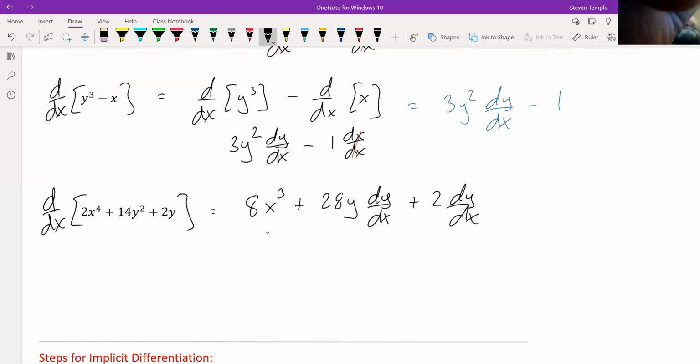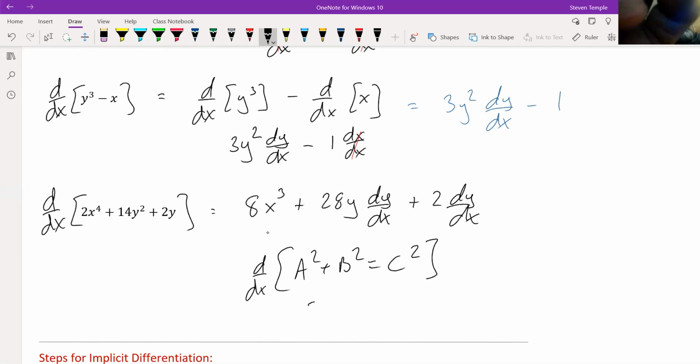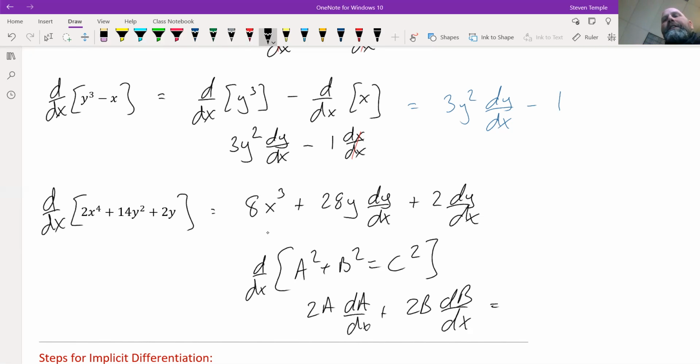Just for example, say you had the Pythagorean theorem, a squared plus b squared equals c squared, and I ask you to take the derivative with respect to x. Then it would be 2a dA dx plus 2b dB dx equals 2c dC dx. So that's how you are going to take the derivative implicitly.